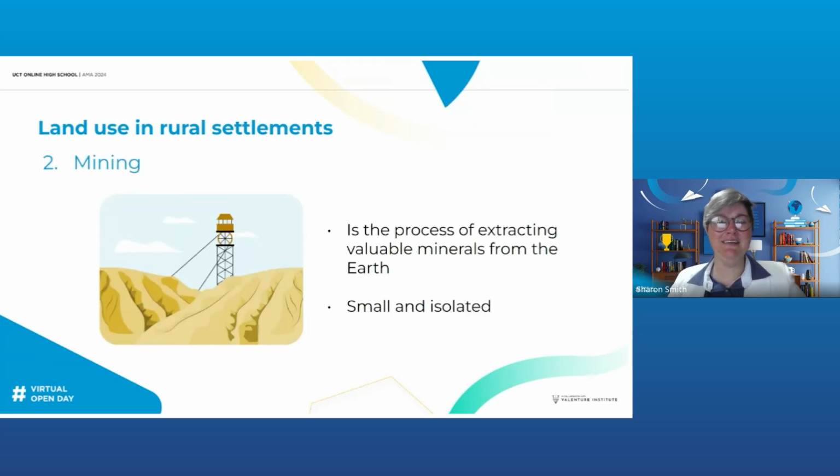Then we get mining. So mining is basically when we take something and we extract it out of the ground. So gold, copper, silver, and mining settlements are usually very small. They just give people who work on the mine a residential area and a few shops. Good example of this is where I grew up, the Big Hole in Kimberley. Okay, everybody knows about the Big Hole. That was where diamonds were found.